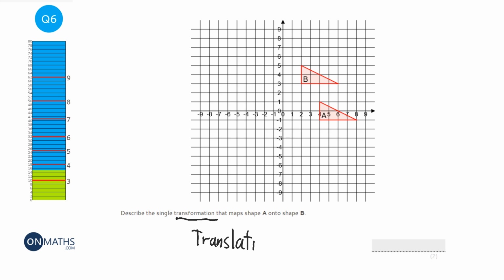Translation. Translation just means we've moved it, and that's perfect because we have just moved A to B. Now, the second thing to realise is we are starting at shape A and we're going to shape B.